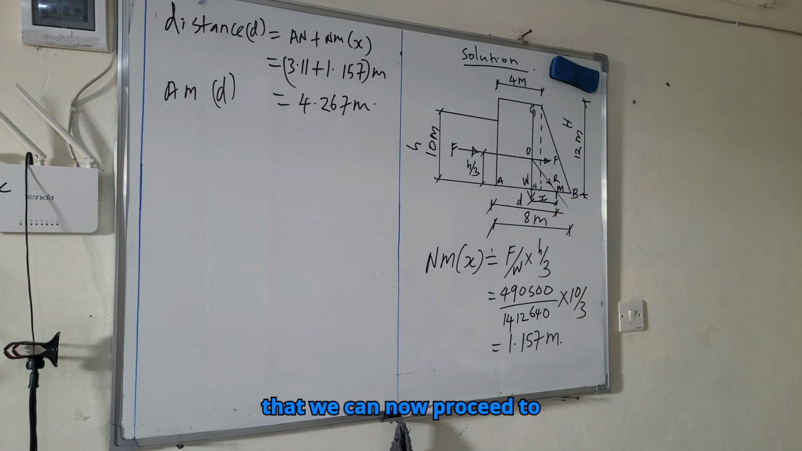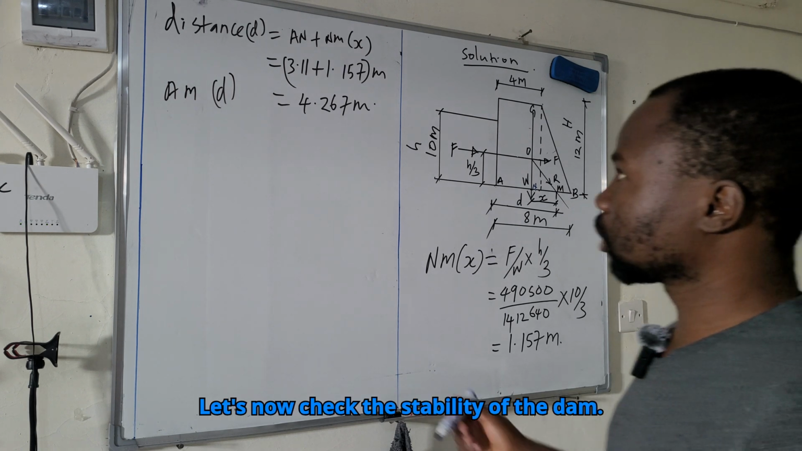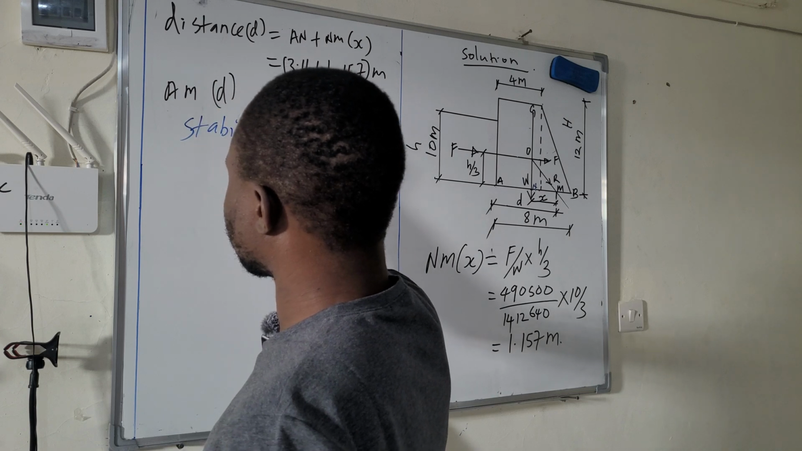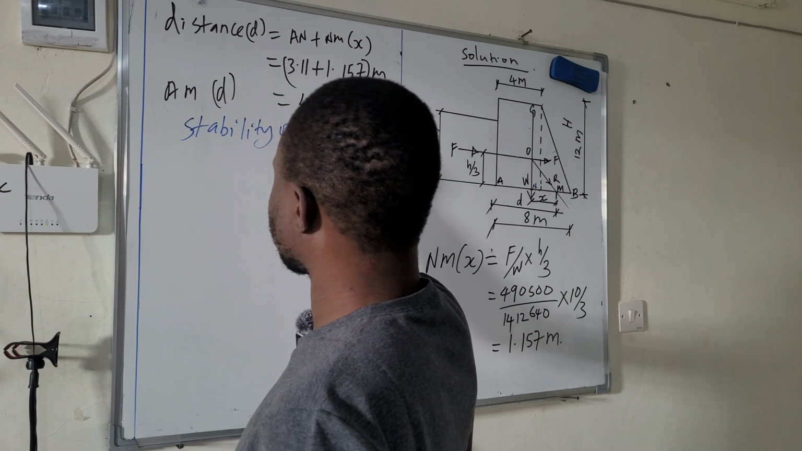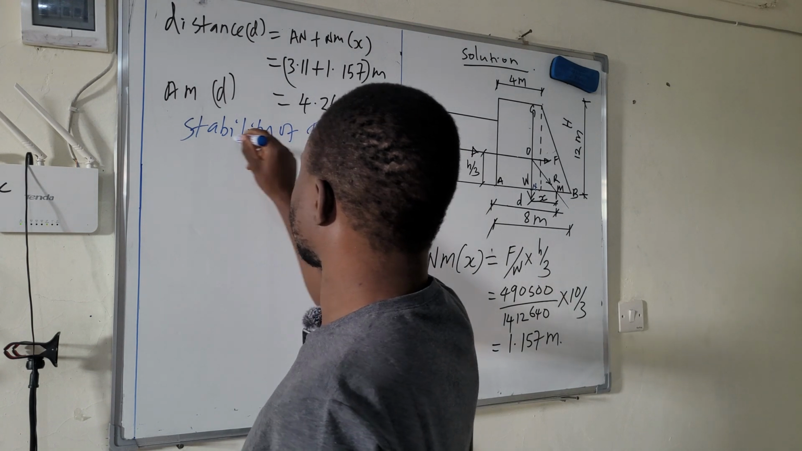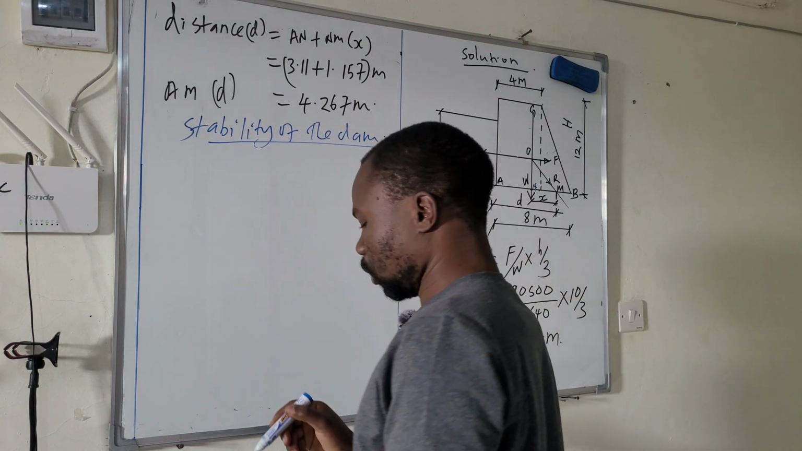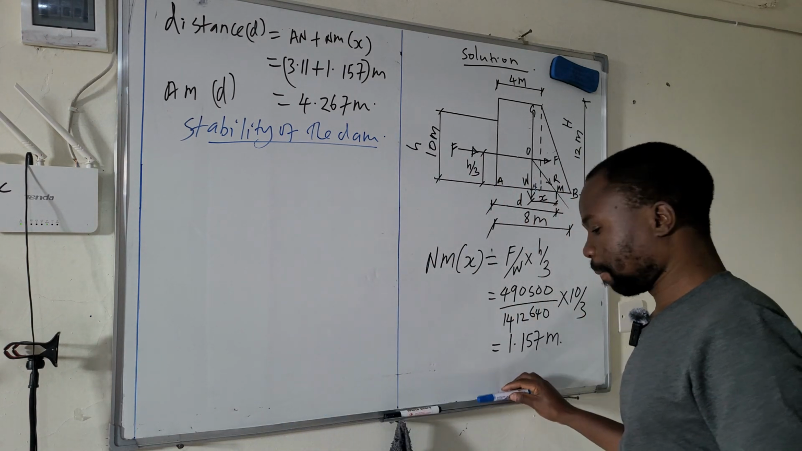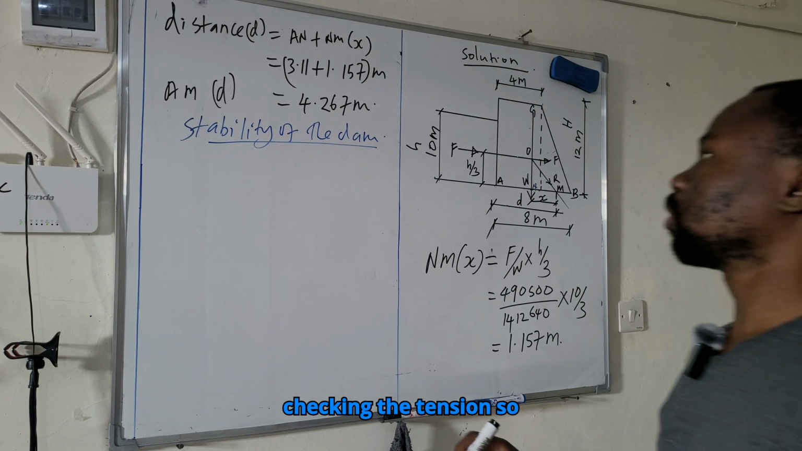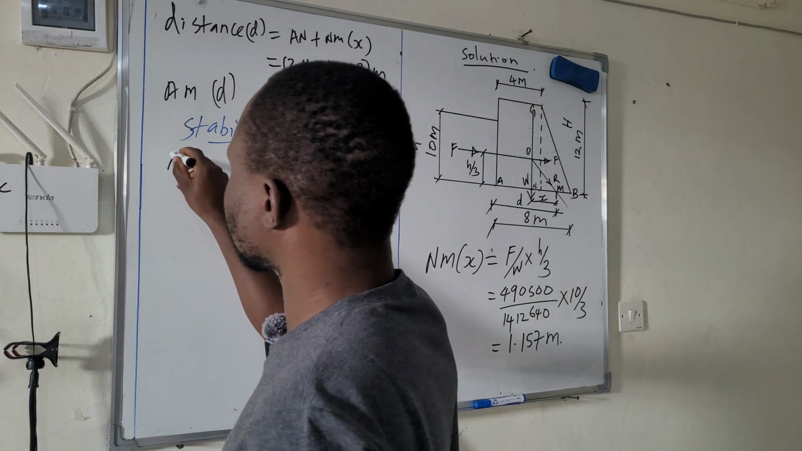After that, we can now proceed to checking the stability of the dam. Let's now check the stability of the dam. We will begin by checking the tension. So number one is tension.